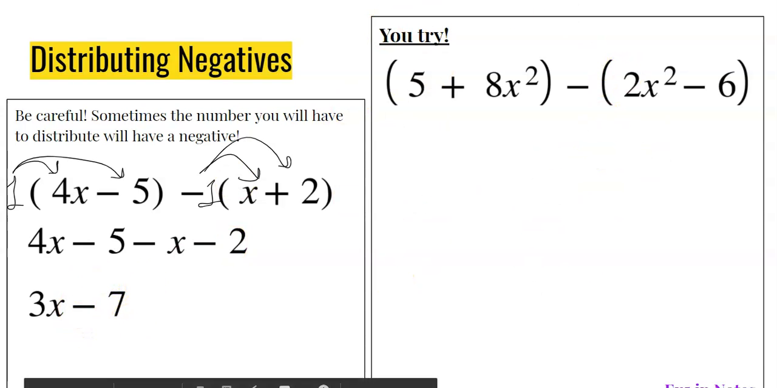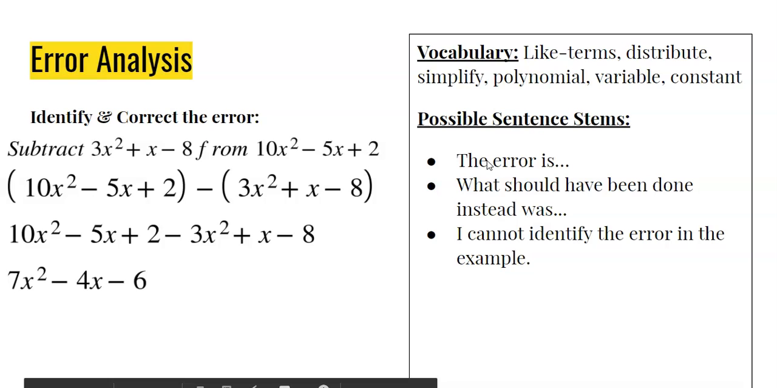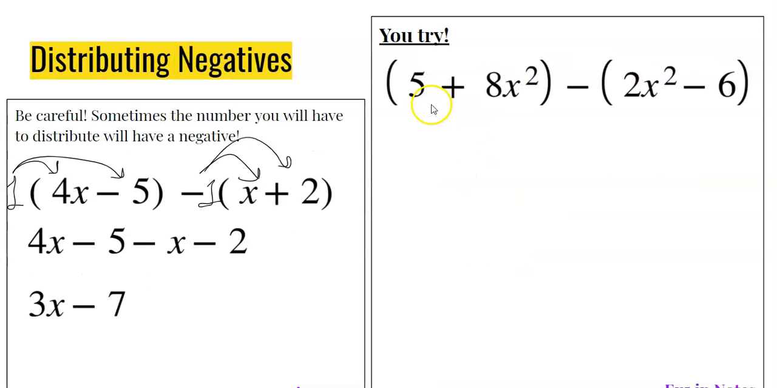So here's another example where we're going to have to distribute. So in this case, you would have a 1 here, a 1 here. You're going to distribute your negative. And from here, try it on your own. Make sure you're distributing the negative to both terms, and make sure you're combining any like terms that you may have.